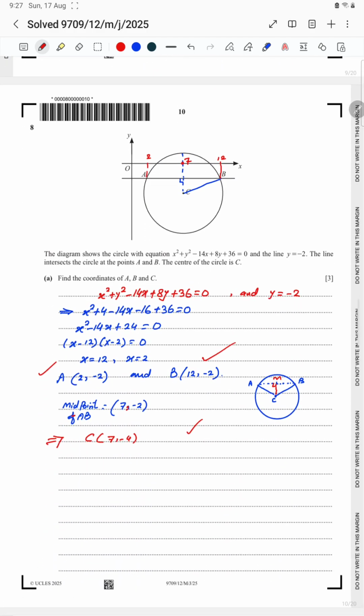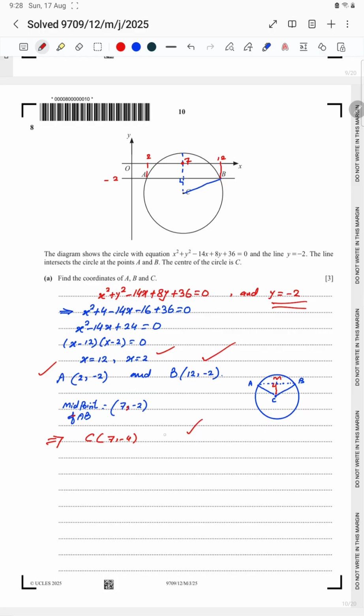Similarly, this is a very interesting question, number 8. And it's a little tricky. You need to focus on it a little and comprehend it. The first part is very easy. The diagram shows a circle with this equation and this line. The line intersects the circle at the points A and B, and the center is C. Find the coordinates of A, B and C. We just need to solve the curve and the line simultaneously. Replace y equal to -2. We get the two coordinates of x. That means y is -2, right? Y is -2 here, but x changes from 2 to 12. So the coordinates of A and B are 2 and 12.